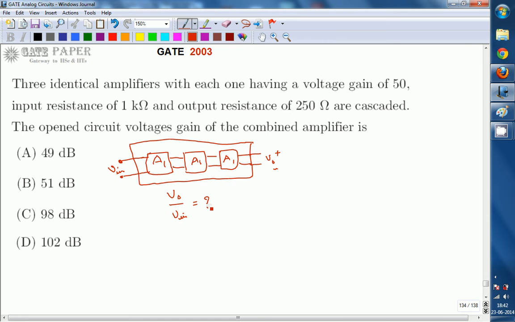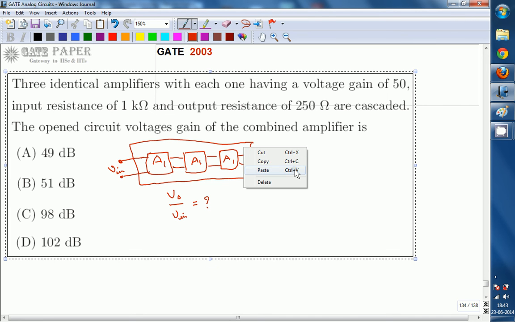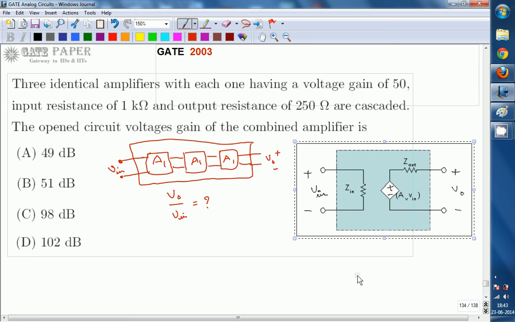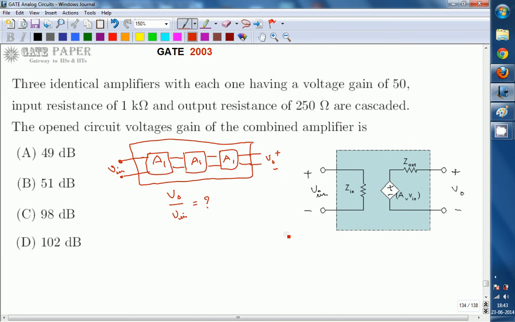First of all, we should know the internal architecture of an amplifier. A voltage amplifier looks like this. This is the general block diagram of a voltage amplifier. Internally it consists of an input resistance Zin and a voltage source. This voltage source is the amplified version of the input signal, which is Av times Vin, and every voltage source has a series resistance, that is Zout. So this is the internal architecture of an amplifier.